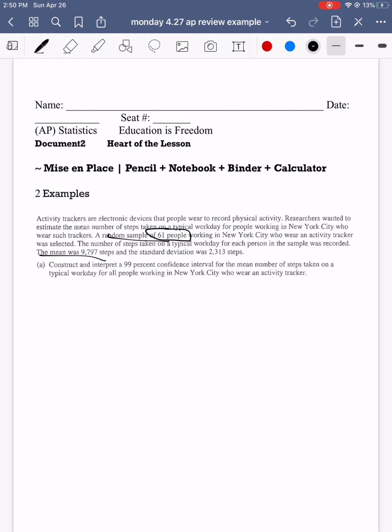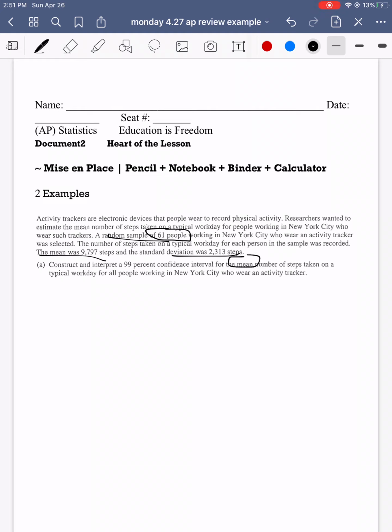The mean was 9,797, and the standard deviation was 2,313 steps. Construct and interpret a 99% confidence interval for the mean number of steps taken on a typical workday for all people working in New York City who wear an activity tracker.